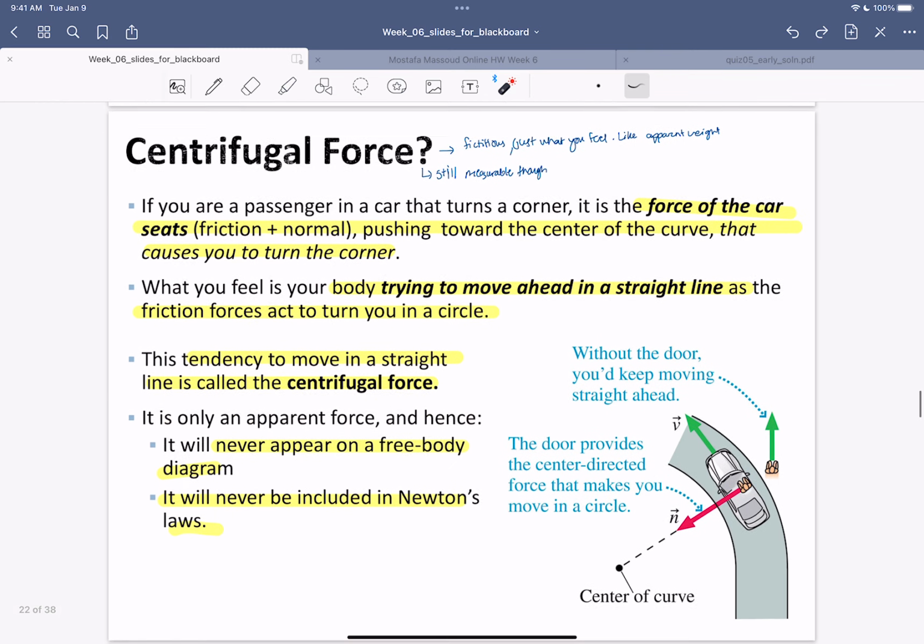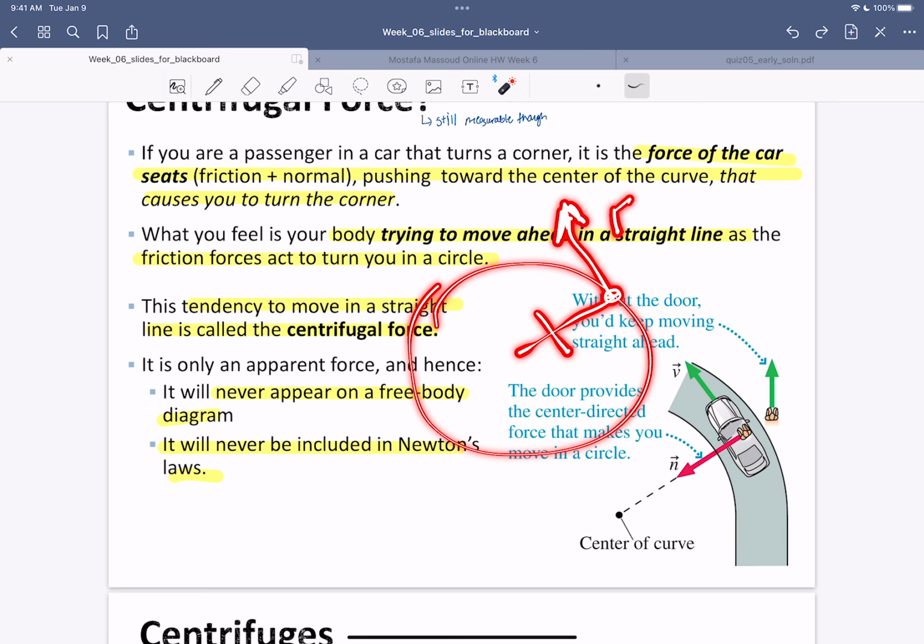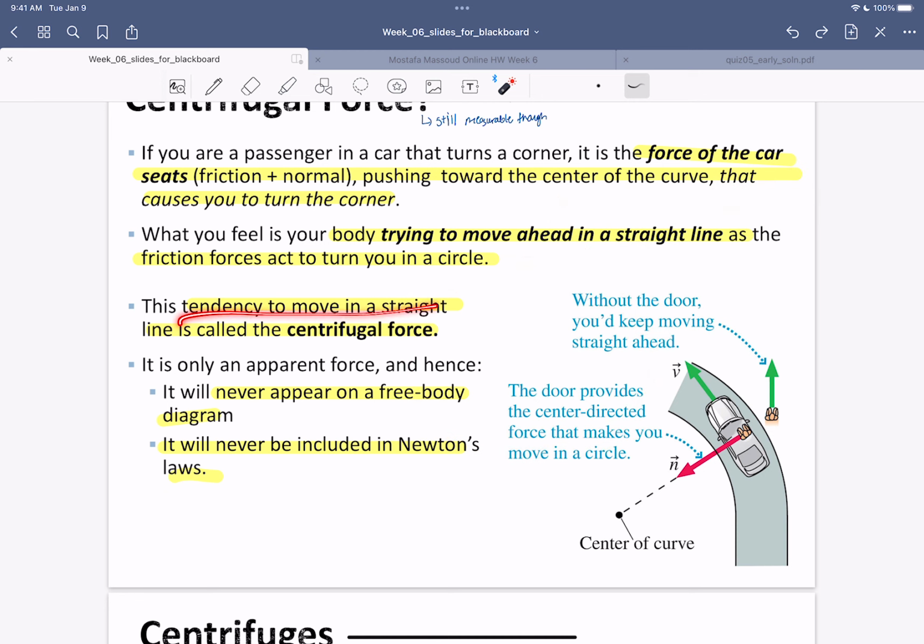Now, we have centrifugal force. This is fake. This is not an actual force. It's a fictitious force. It's basically the tendency of an object to move in a straight line. For example, remember that tennis ball problem? If I were to cut the string, it would move this way. So we can theoretically say that this is the centrifugal force, because centrifugal force is just the tendency to move in a straight line.